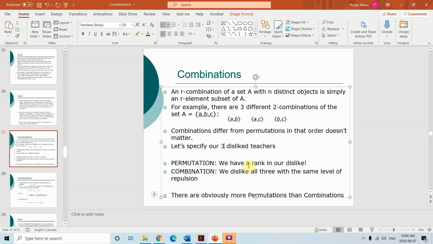In permutation, if we want to solve this problem using permutation, we are going to rank every teacher. So this is going to be the worst, this is going to be the second worst, this is going to be the third worst. So if we want to solve this in a way that order matters, if the problem is presented to you to select the worst one, the second worst one, the third worst one, this is going to be a permutation problem. If you just have to select a group of 3, in the case that order doesn't matter, this becomes a combination problem.